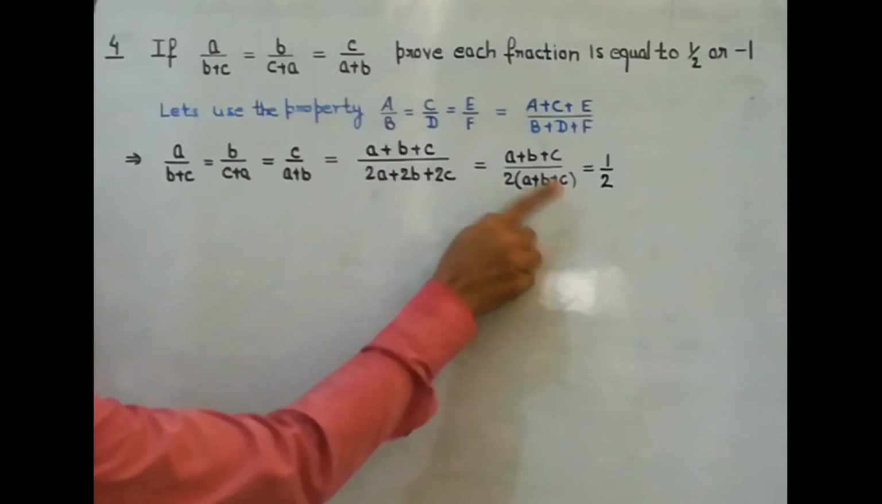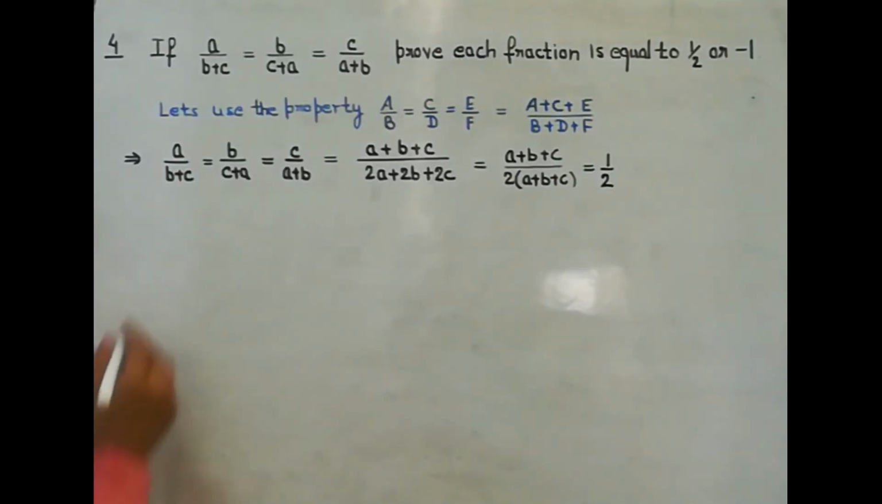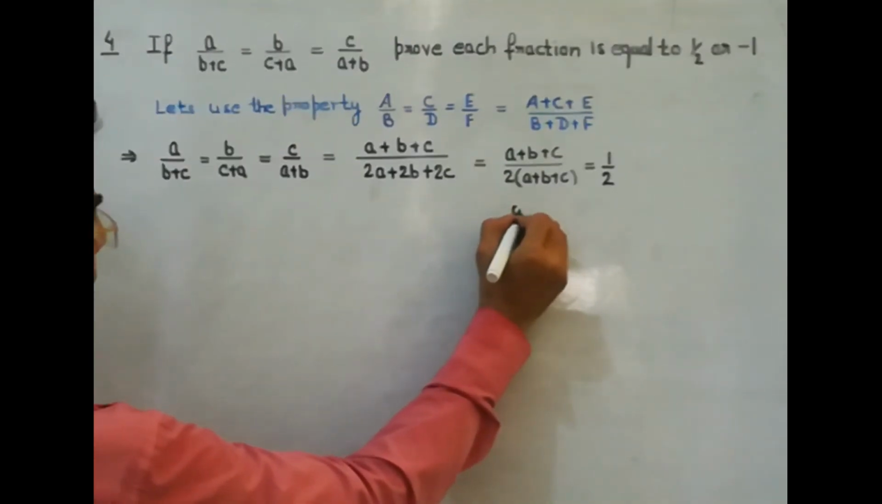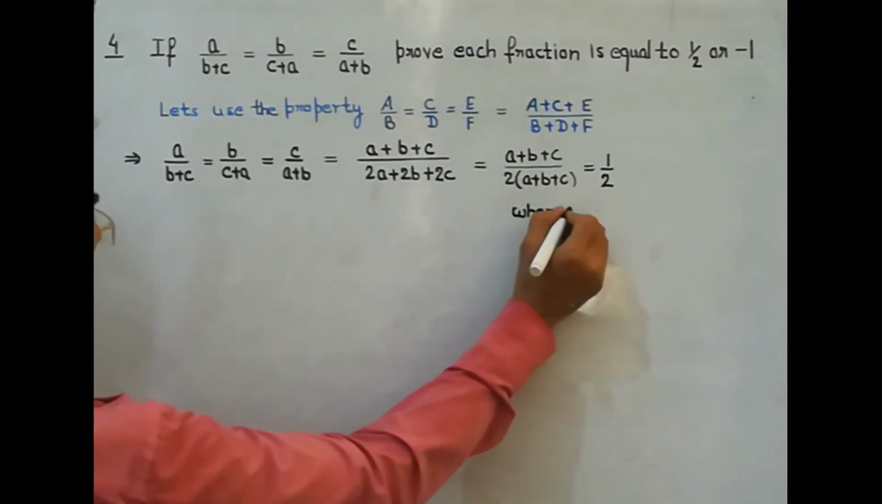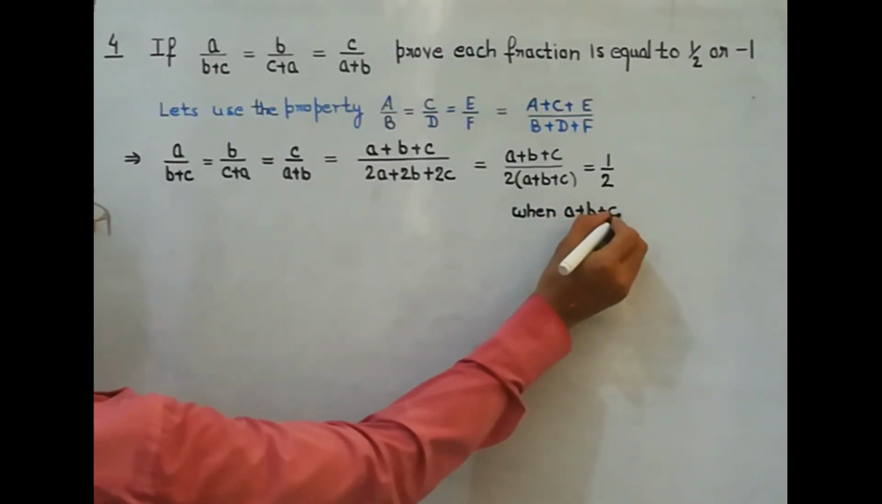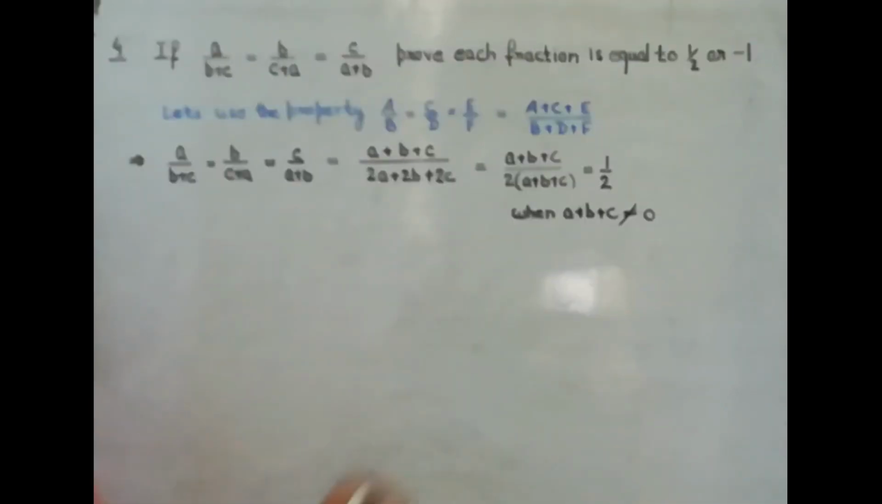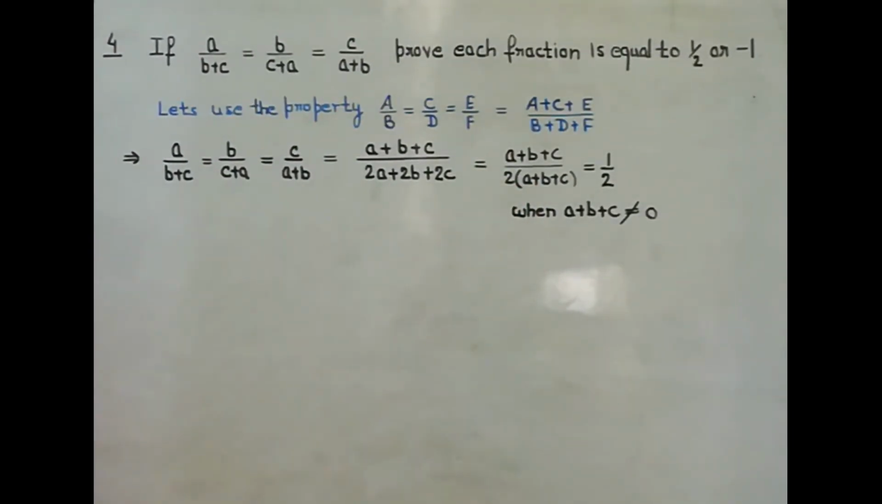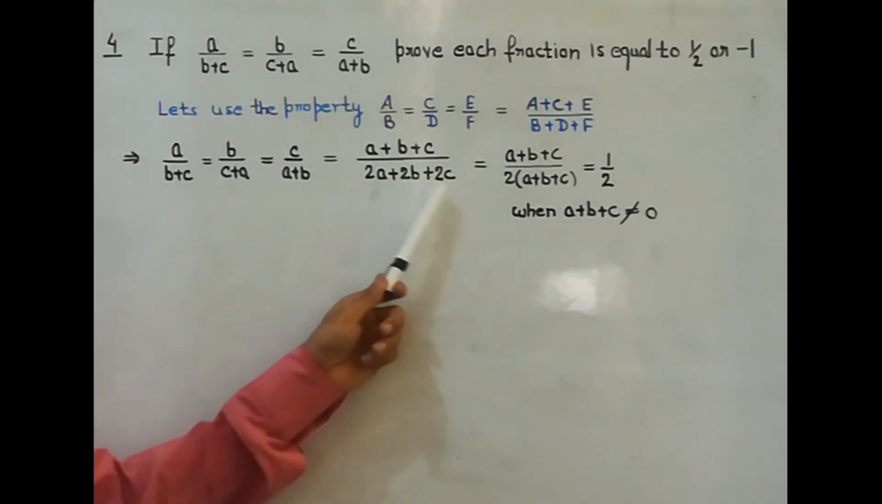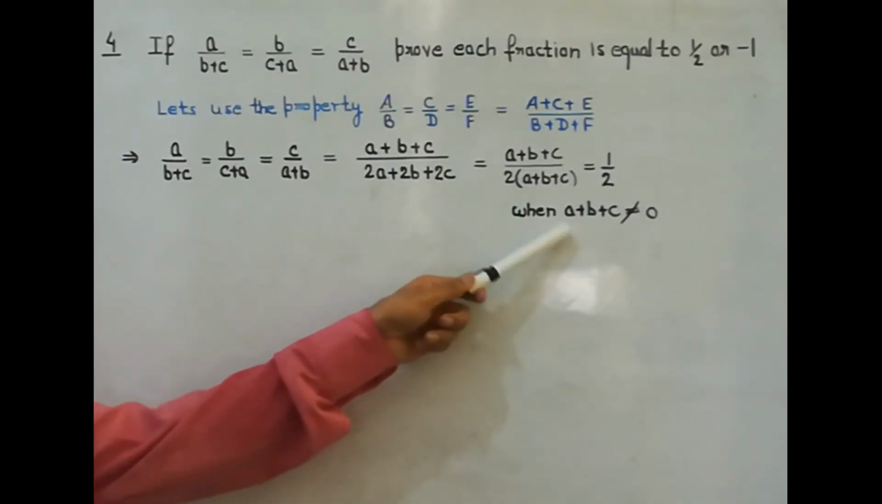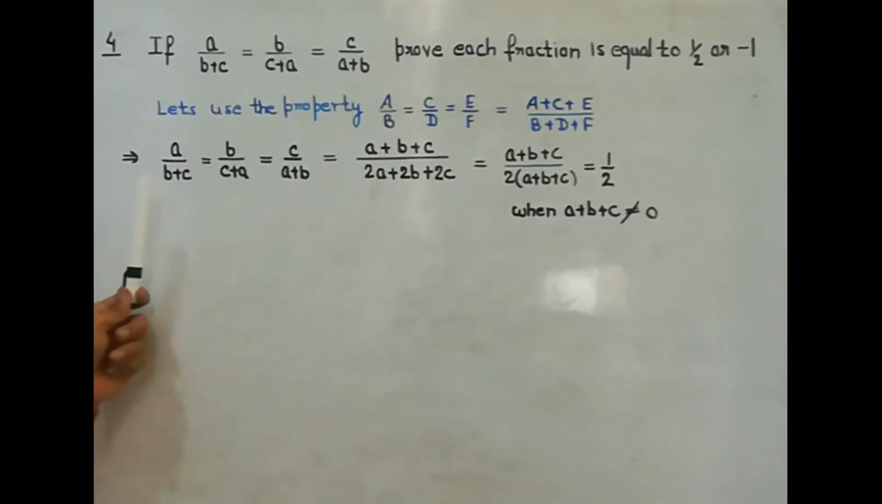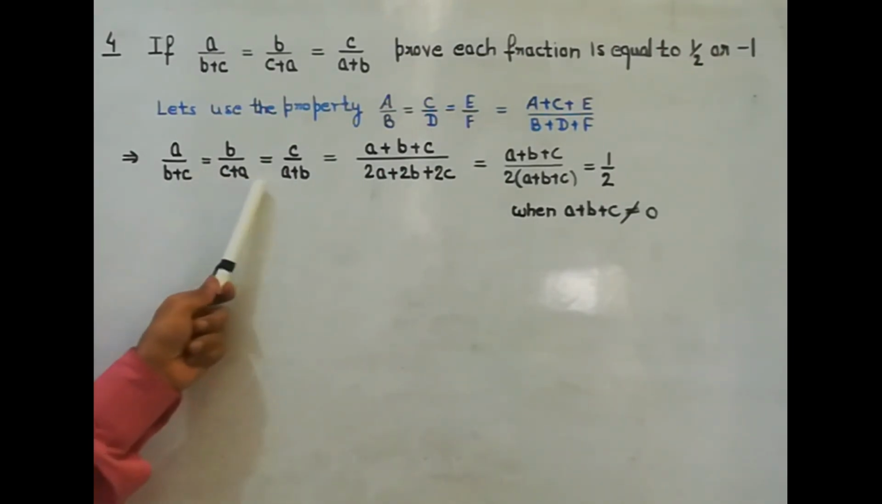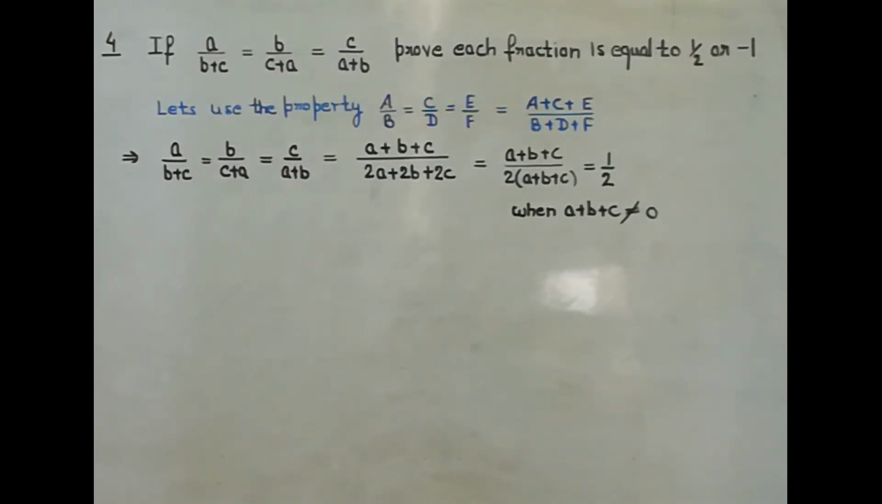So we are getting each of the ratio is equal to half, but this cancellation is possible only if A plus B plus C is not equal to 0. So here we can write when A plus B plus C is not equal to 0, because denominator cannot be 0, then only the cancellation will be possible. So this property lies under the condition that the denominator should not be equal to 0. Now we can say under this property each of the ratio is equal to half. So that's the first part.